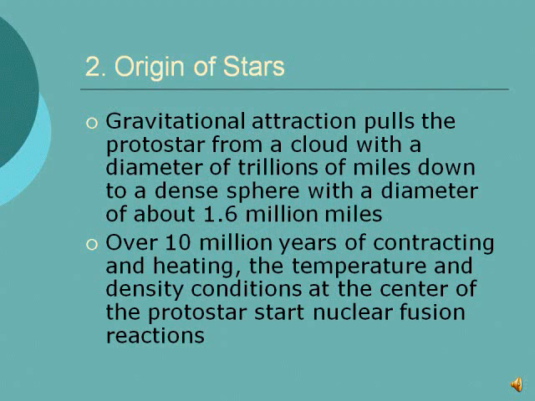Gravitational attraction pulls the protostar from a cloud with a diameter of trillions of miles down to a dense sphere with a diameter of about 1.6 million miles. So you've got a very, very large cloud with a diameter of trillions of miles, where the sphere is 1.6 million miles, which is still quite large, and it will keep condensing.